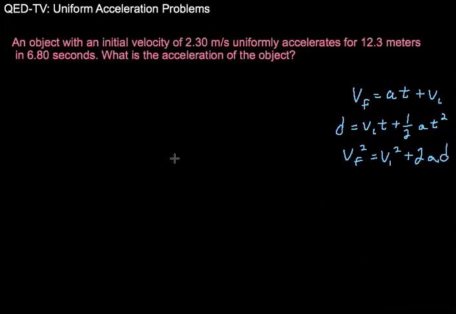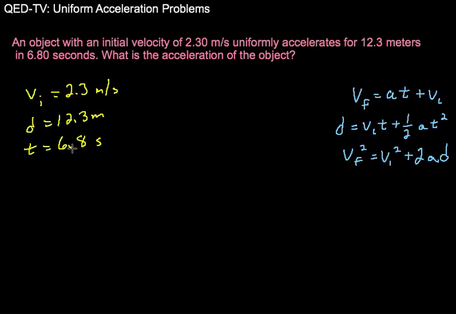An object with an initial velocity of 2.3 meters per second. Okay, an initial velocity, VI, equals 2.3 meters per second. It accelerates for 12.3 meters. Distance equals 12.3 meters in 6.8 seconds. So we have time equals 6.8 seconds. What is the acceleration? Okay, A equals question mark.